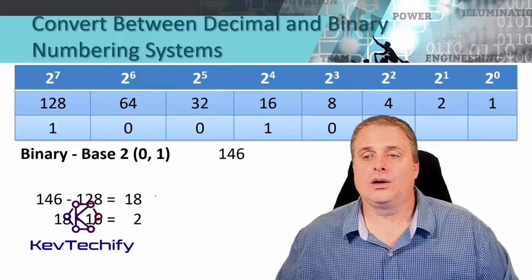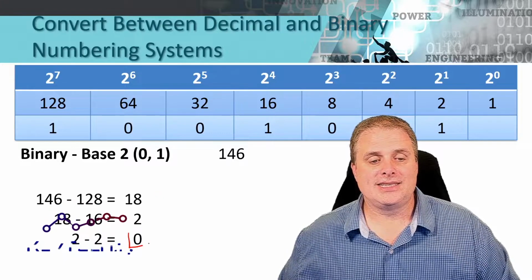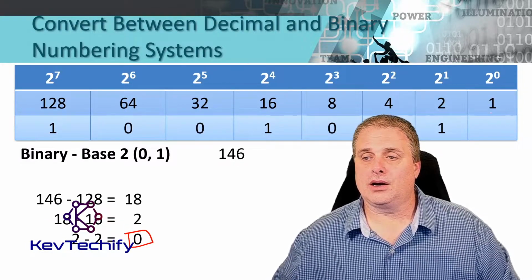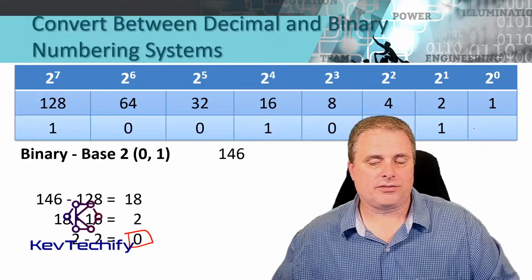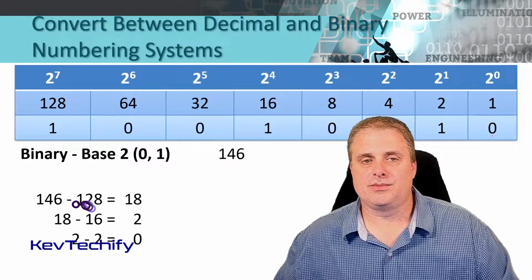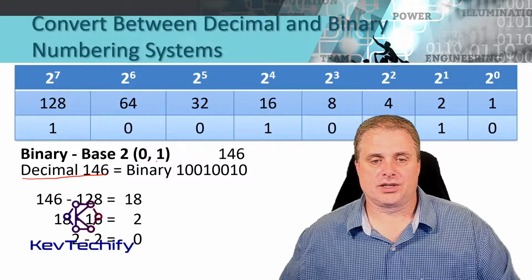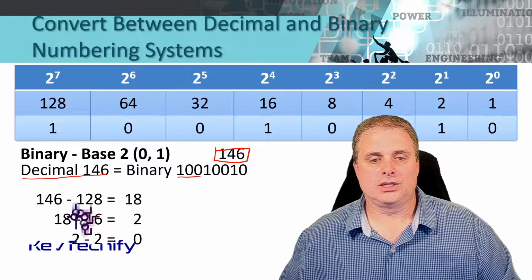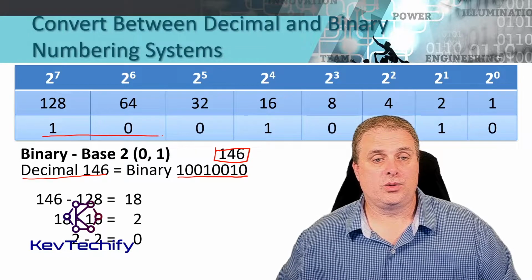Now I go up, I put a 1 in the 2's column, and then I subtract my 2 out of 2 down here and it gives me my 0. Once I have 0, I have nothing left to take out. So up here, for the rest of my numbers, now that I have a total of 0 down here, I can put zeros in there. And that gives me my binary number. What we just did is decimal 146, that's what we are given here, is equal to 10010010. That is the value we connected here.